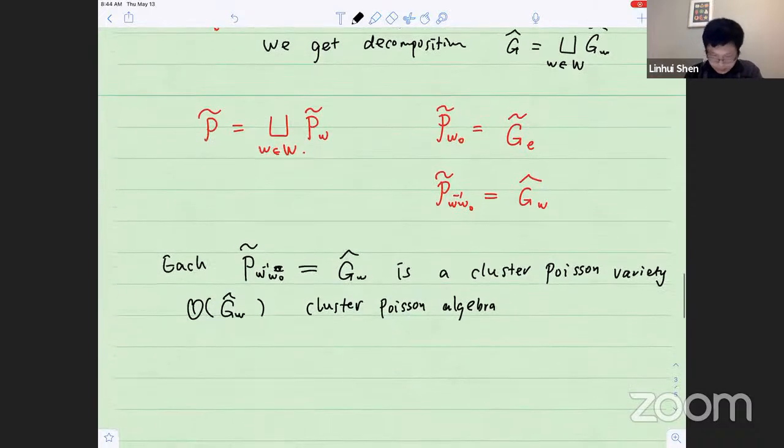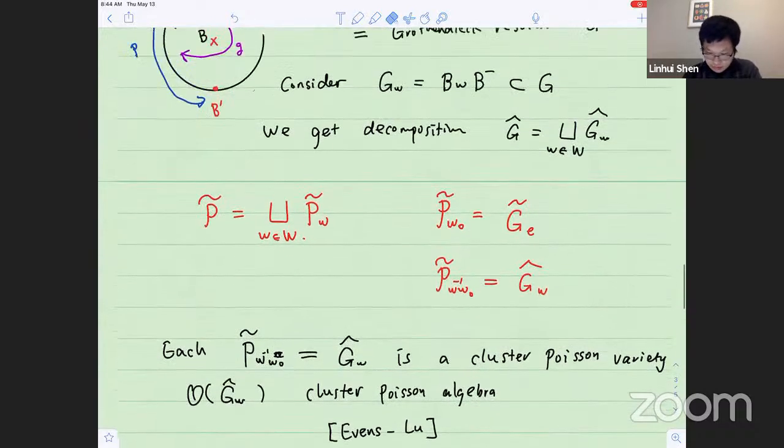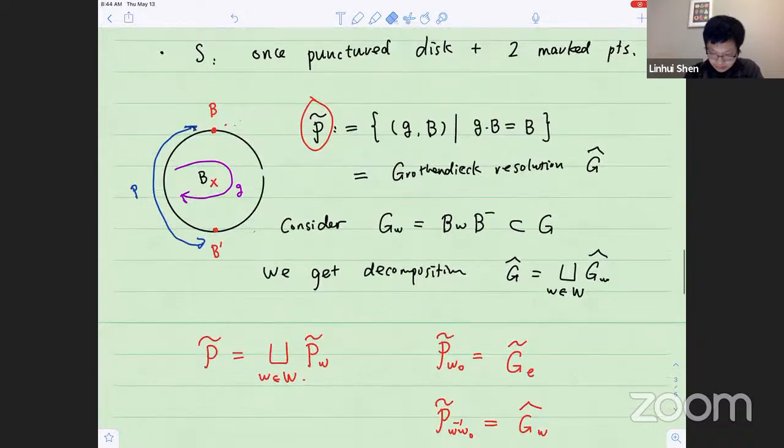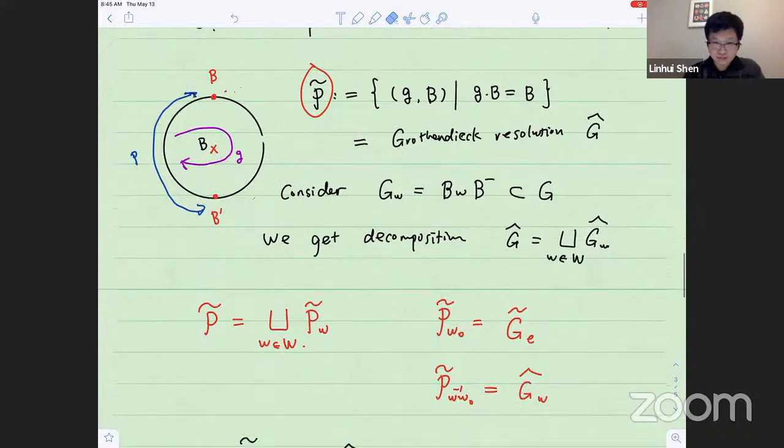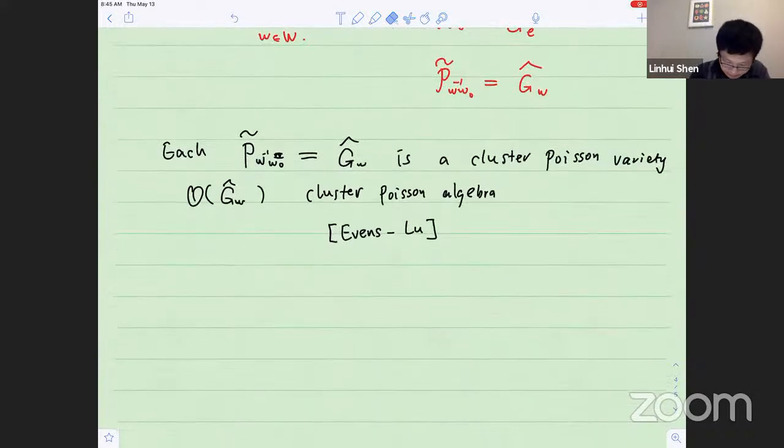And maybe a quick note is there are also works, I think a long time ago, by Evens and Lu, Professor Lu here. They consider Poisson structures on here as well, and I believe they are the same somehow. So this is one quick example. We can impose relative positions to each pair of flags. We can also assign pinning to just some of them.